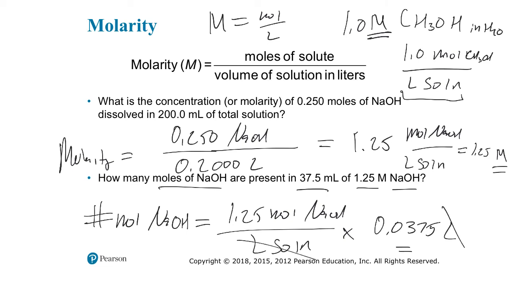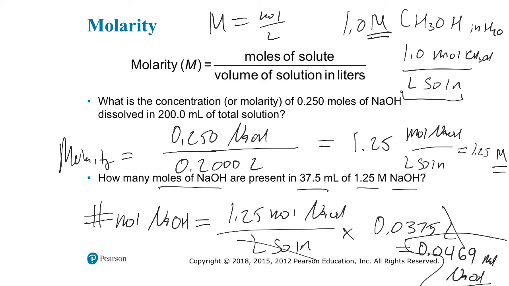And this is going to, within a very easy calculation, be able to tell me how many moles that I have present. So 0.0375 times 1.25 would be 0.0469 moles of sodium hydroxide are present within that particular solution.